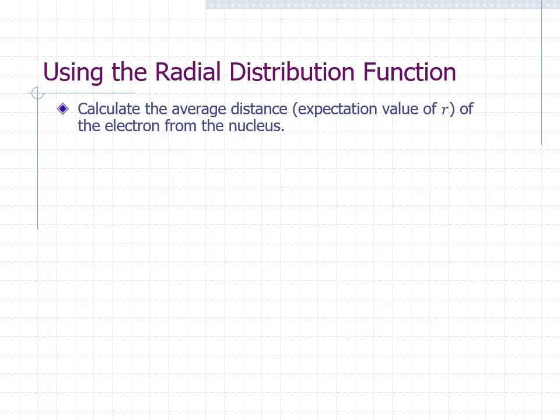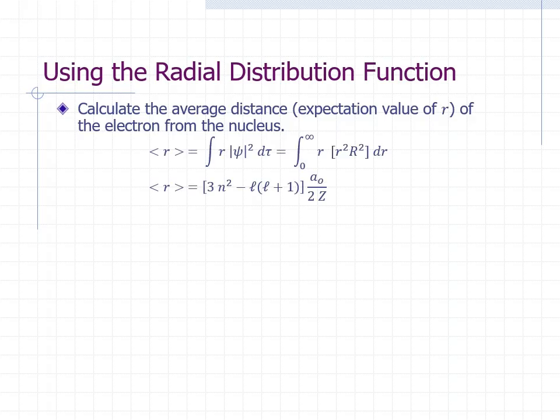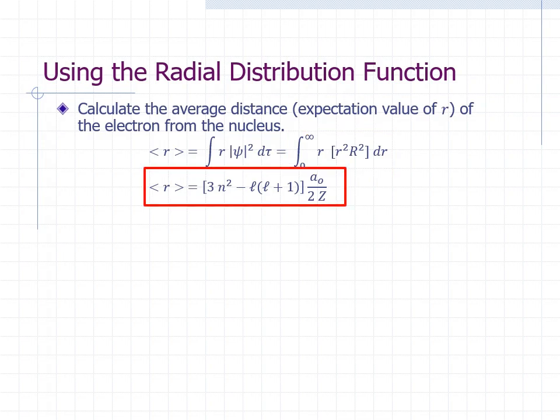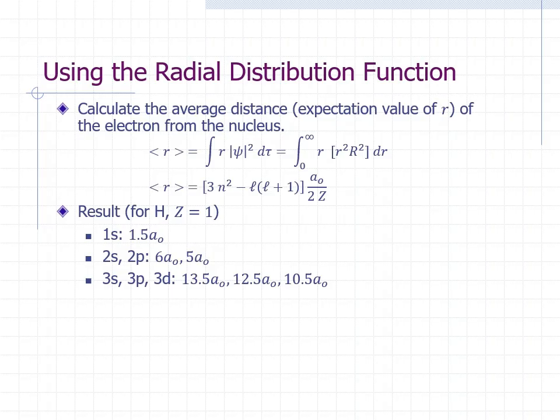We can use the radial distribution function to calculate the average distance of the electron from the nucleus. This is just the expectation value of little r. The expectation value of little r is calculated by multiplying it by the probability density function, then integrating over all space. It should be easy to show that this is equivalent to integrating the product of little r with the radial distribution function over all possible values of little r. If we work out the integral, we find the average distance to depend on quantum numbers n, l, and the atomic number Z. For hydrogen, here are some results.